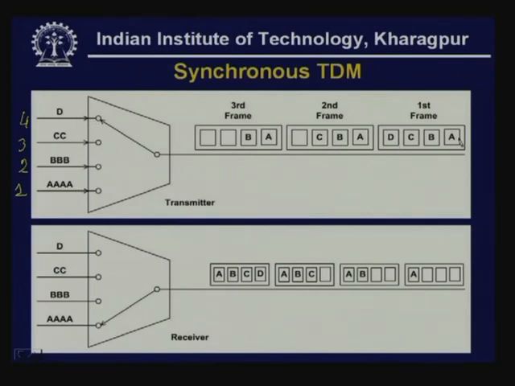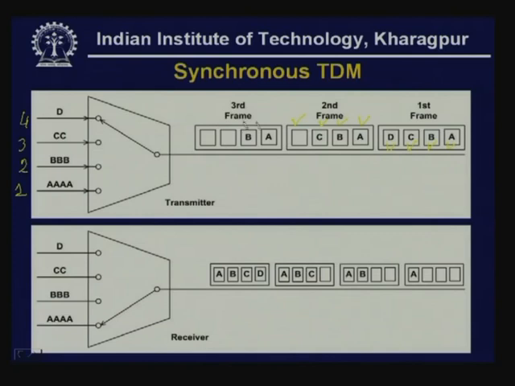As you do the framing, the first frame has 4 characters coming from 4 different sources. Here you have put A coming from source A, then B in slot 2, then C coming from the third source and D coming from the fourth source. So, this is how the first frame is created. Now, as you go to the second frame, the second A is put in the first slot, then the second B is placed in the second slot, then the second C is placed in the third slot. Here as you can see, there is no data, so this slot goes empty.